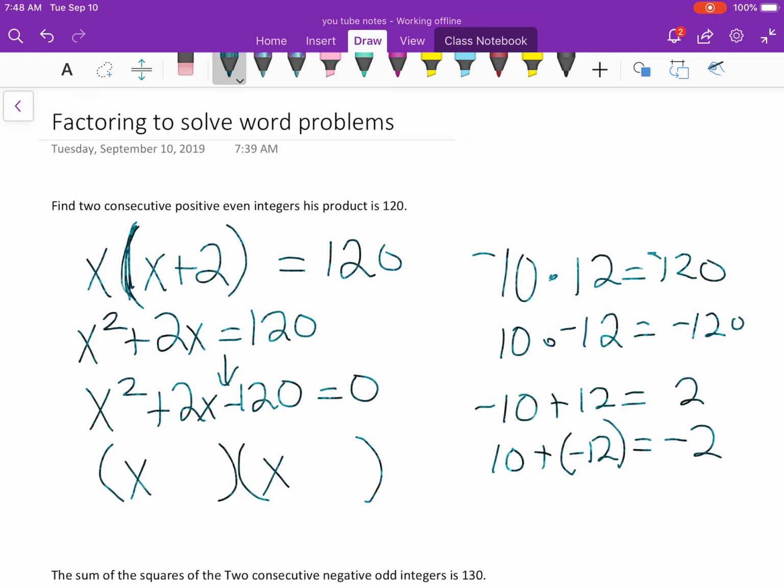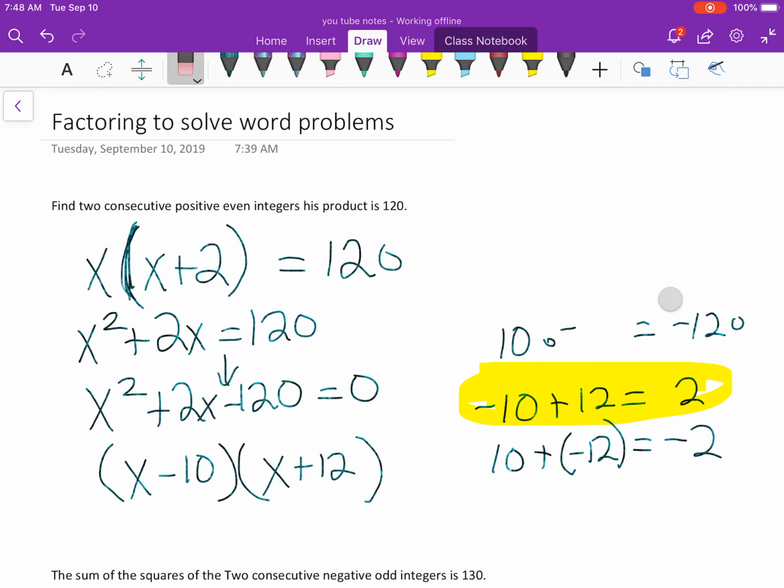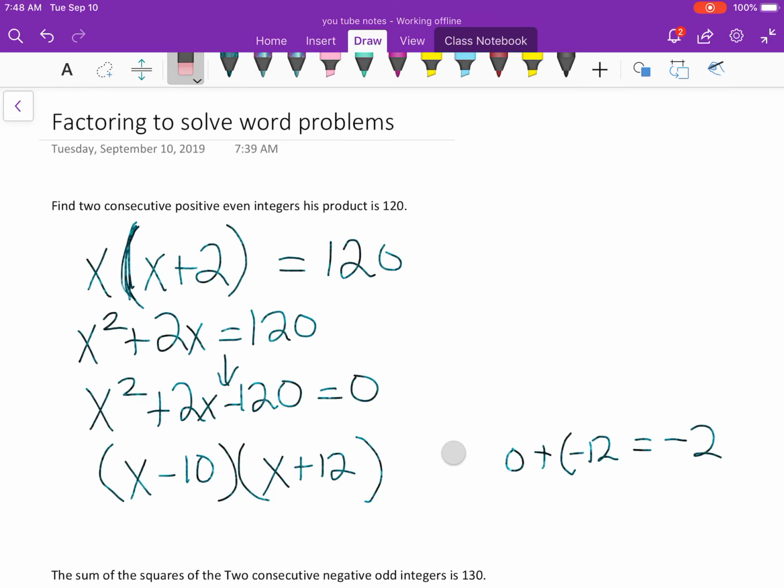So which one do I want? I want the positive 2, which is this one right here. All right, so my two factors are negative 10 and positive 12. Negative 10 and positive 12. All right, am I done? I'm going to erase this work over here. No, I'm not finished yet. I haven't answered the question.